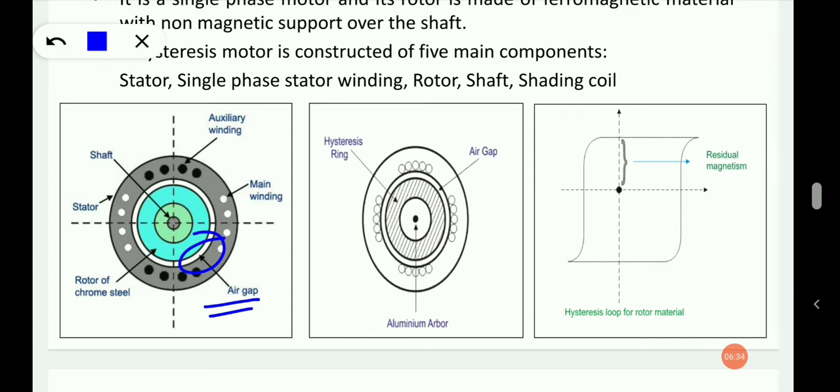In second figure also you can see aluminum arbor is mentioned, that is of any non-magnetic material it should be. Then air gap, same, gap between stator and rotor, and here hysteresis ring is mentioned, that is the part of rotor.